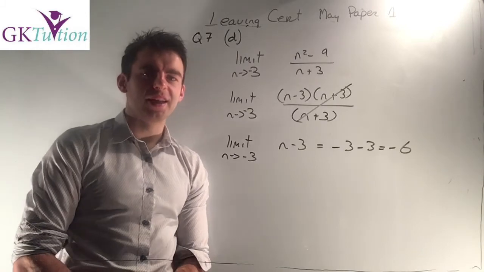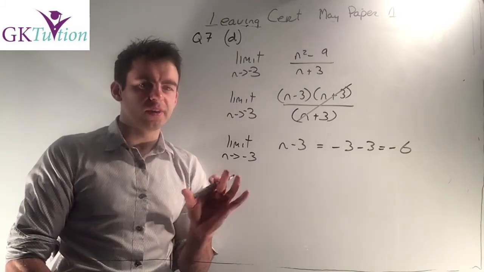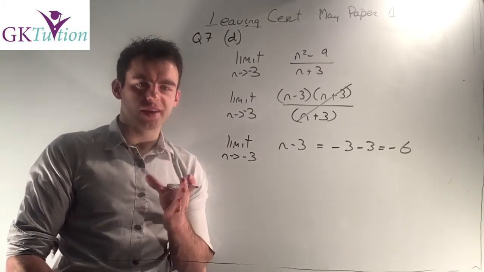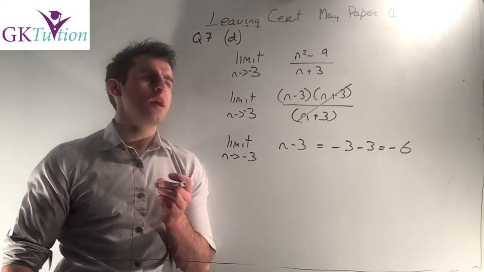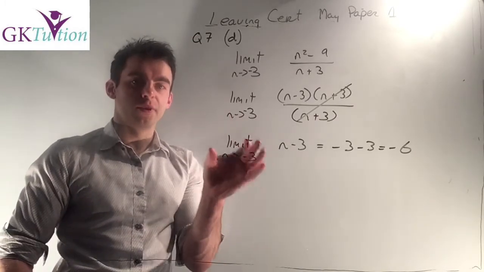Okay, for part D, the limits caught a lot of people out. Again, this is very straightforward. It's one of those things that can easily fall through the cracks when you're revising. Both of these questions were from the notes.